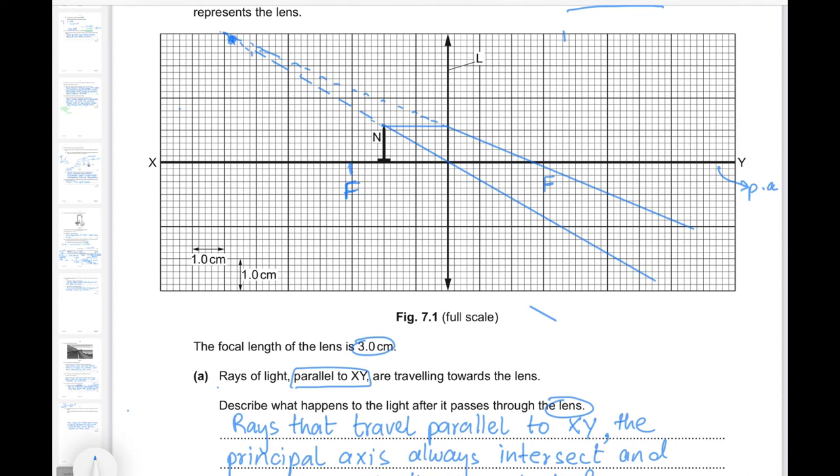And as you can see, this forms on the left hand side of the lens, which is the same side at which the object is placed, which means that the image would be virtual. And you would label that capital I.